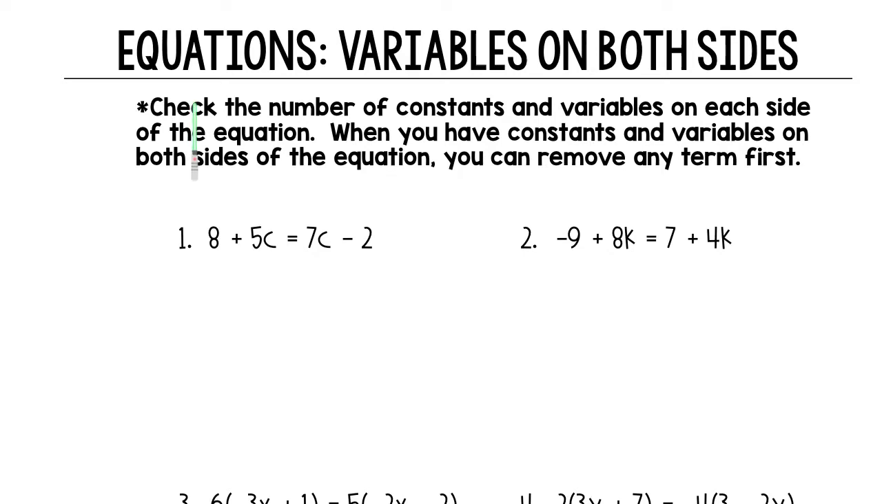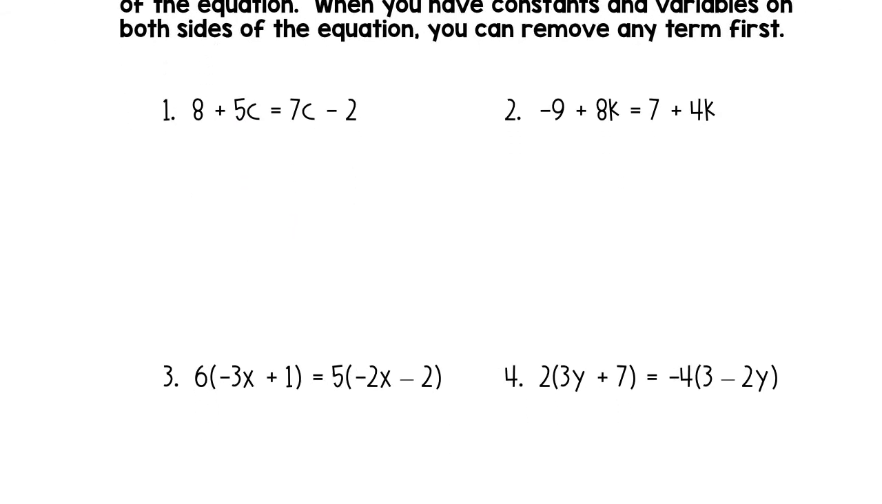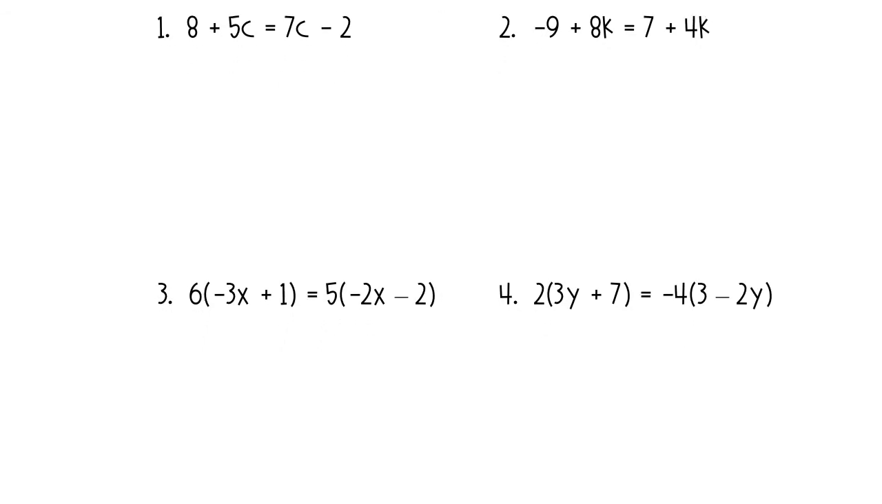A little tip I give you here: check the number of constants and variables on each side of the equation. When you have constants and variables on both sides of the equation, you can remove any term first. So I'm looking at number 1. I can add 2 to each side, subtract 8 from each side, subtract 7c, or subtract 5c from each side. They all give me the same answer eventually. So I'm going to scoot this up a little bit, and we're going to get going.